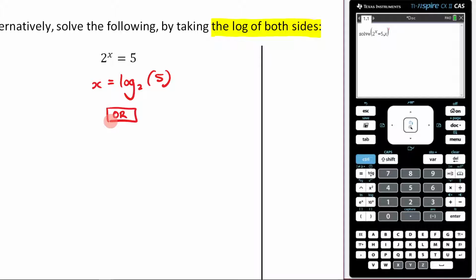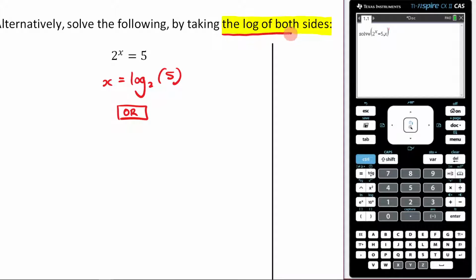If you want to solve it, what you could do is take the log of both sides. So let's write that. Take log. Now I'm going to take the log of base 10, but it could be any number that you want. It does not have to necessarily be base 10, and we'll be seeing more of this as we get to the end of this little video here. So I'm going to take log base 10 of both sides.